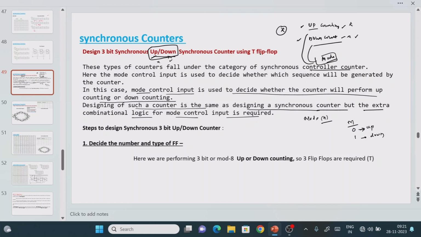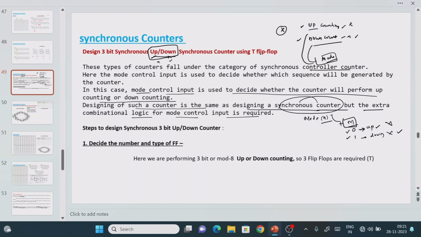Along with the synchronous counter design, we will have the extra part, which is the mode of operation. If m equals 0 is activated, it will perform the up counting and stop the down counting. If m equals 1 is activated, it will perform the down counting and stop the up counting.